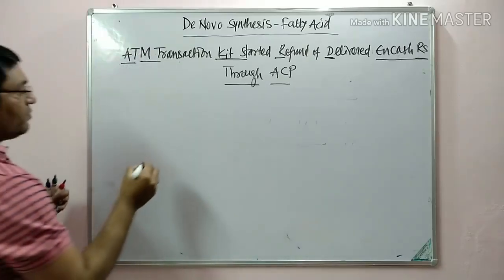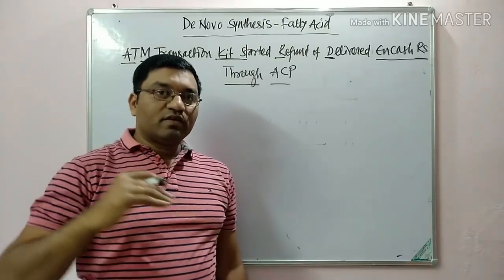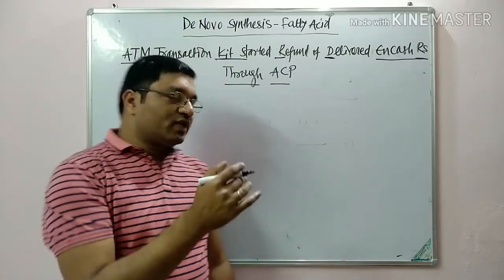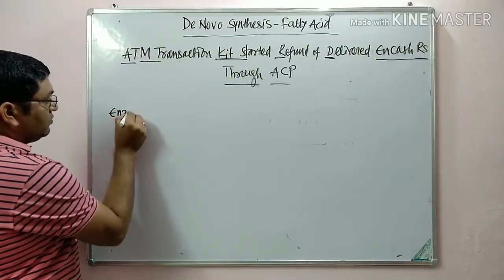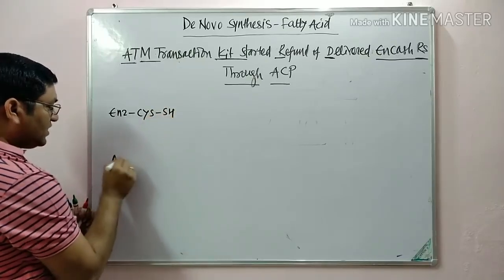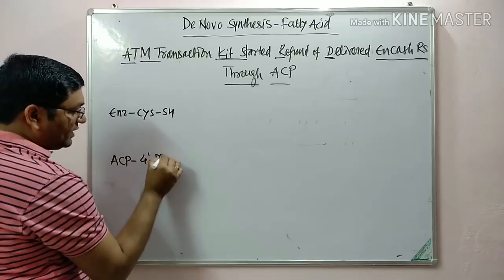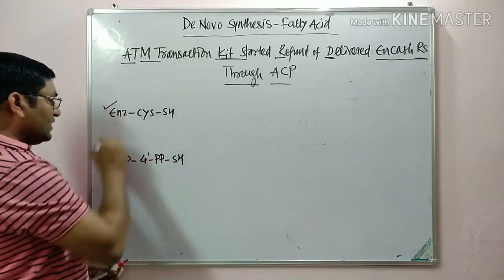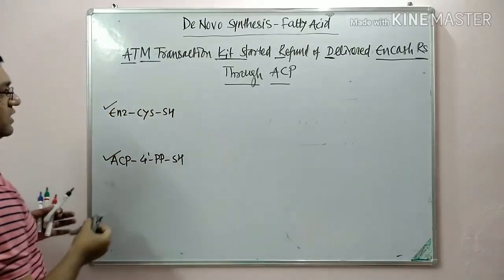In the first step, what happens? There are two sulfhydryl groups in the functional unit of fatty acid synthase. One is attached to the enzyme; it is the cysteine sulfhydryl group. Another is attached to the ACP through 4-phosphopantetheine, that is the other sulfhydryl group. So these are the two attachment sites in the functional subunit of the fatty acid synthase complex.